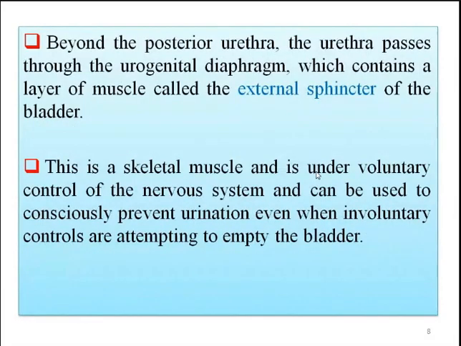Beyond the posterior urethra, the urethra passes through the urogenital diaphragm, which contains a layer of muscle called the external sphincter of the bladder. So another sphincter is the external sphincter. This external sphincter is a skeletal muscle and is under voluntary control of the nervous system, and can be used to consciously prevent urination even when involuntary controls are attempting to empty the bladder.